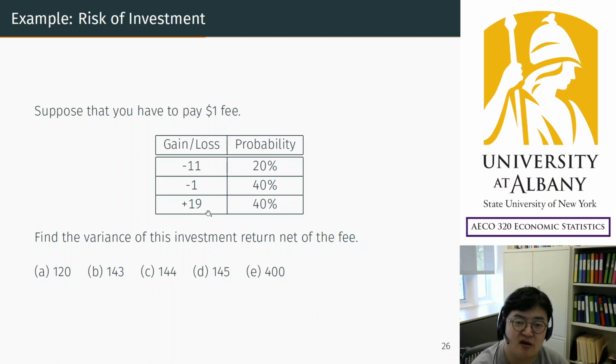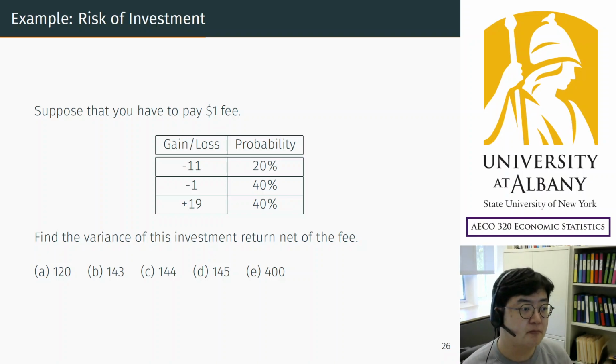So the outcomes are subtracted by the $1 fee, net of fee, and then it's your exercise to find the variance of this investment return after netting out the fee. Pause the video and try to calculate the variance step by step. If you need help, you may go to the previous slide to see how to do it. So it's just practice and exercise. Okay, so let me give you the answer.